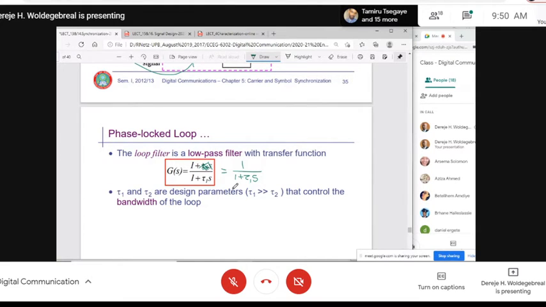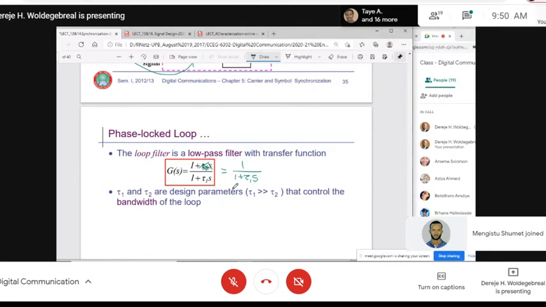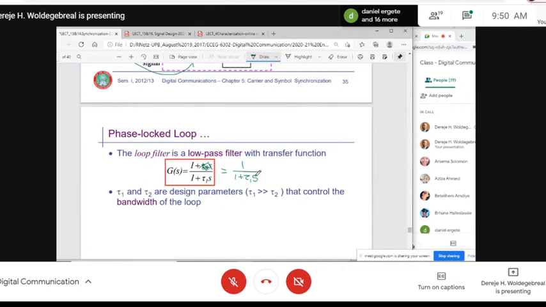Generalized on the low-pass filter representation, where tau 1 and tau 2 are time constants or design parameters that control the bandwidth. What is G of j omega in the frequency domain? G of j omega is nothing but G of s, which is in the Laplace domain, evaluated at s equal to j omega. This will be 1 over 1 plus j tau 1 omega.